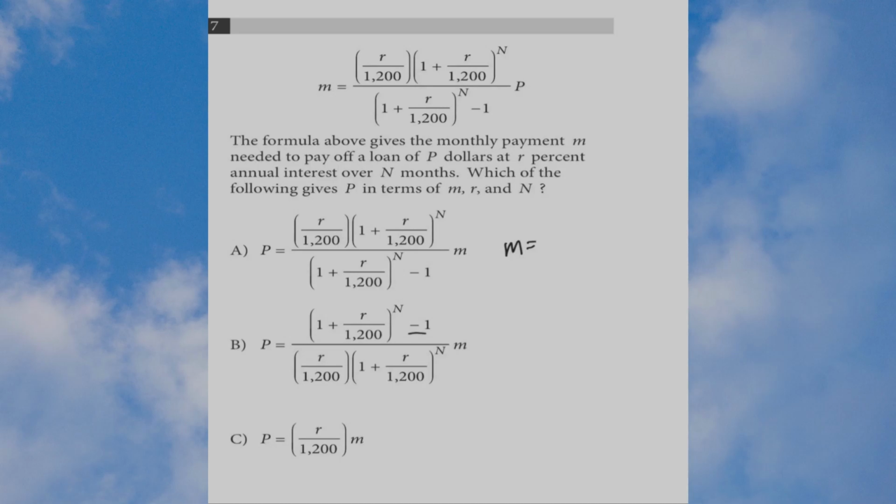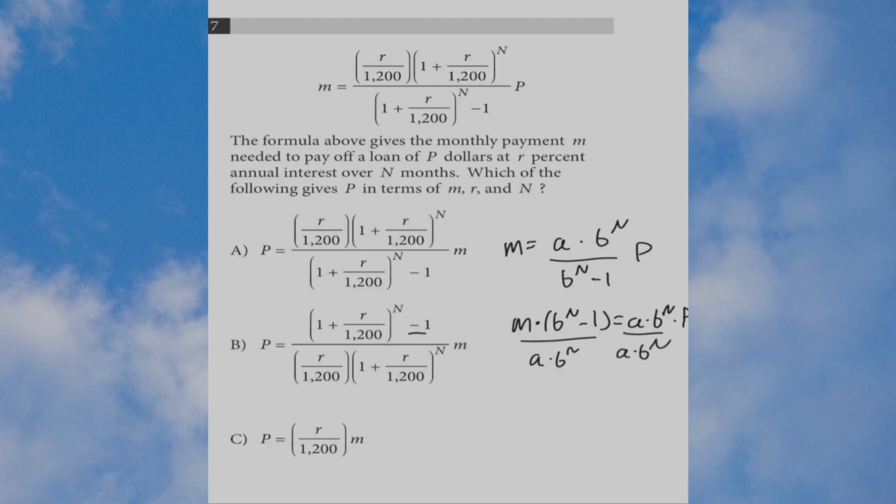To work through this question, we're going to rewrite it in simpler terms. We see that on the top and the bottom, we have a common value of 1 plus r over 1,200 to the n. We're going to rewrite that as b, and we're going to rewrite r over 1,200 as a. So you have b to the n over b to the n minus 1 times p. Multiplying this on both sides, for the b to the n minus 1, since it's being divided, we have m times b to the n minus 1 is equal to a times b to the n times p, dividing both sides by a times b to the n to keep p alone.